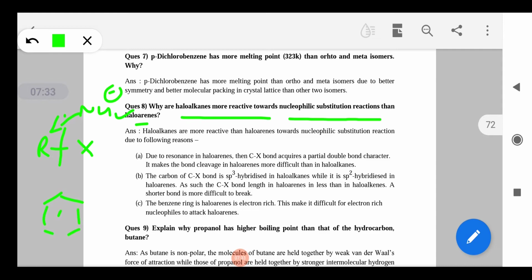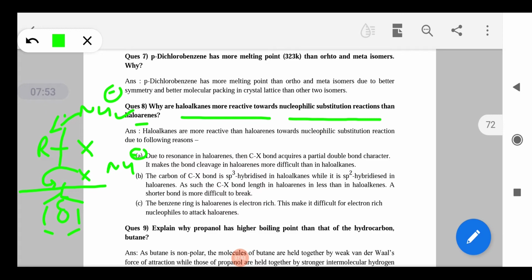This is your benzene and this is the halogen, and you know that haloarenes do resonance. So due to the resonance, double bond character comes between carbon and halogen. So it becomes difficult to break this bond. So attack of nucleophile on the carbon of benzene becomes difficult.